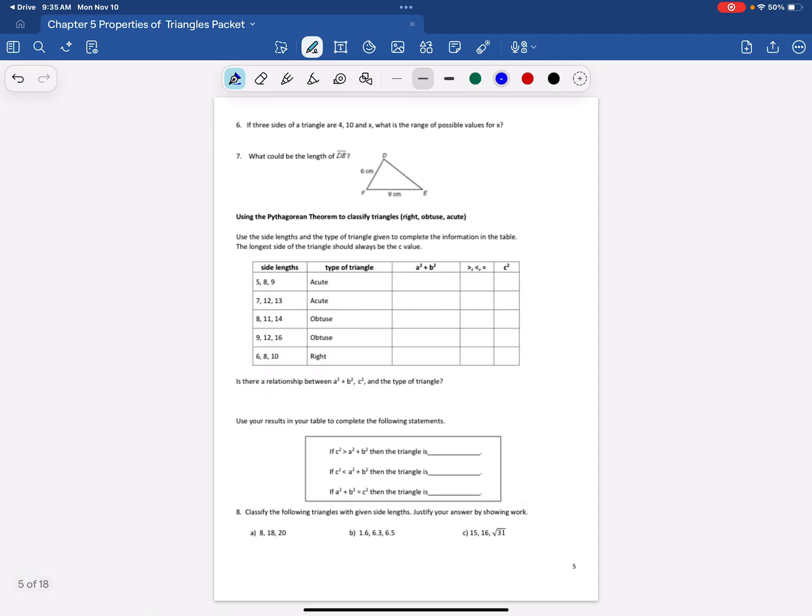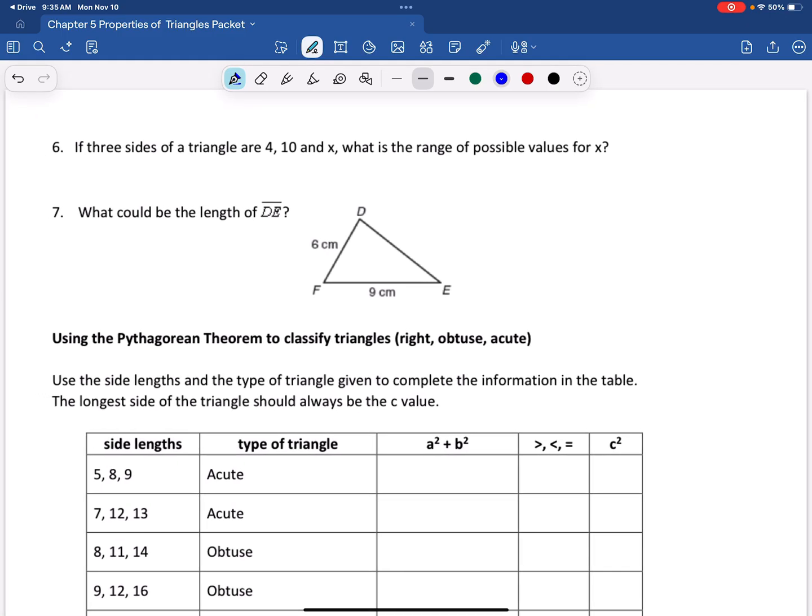All right, so if three sides of a triangle are 4, 10, and x, what's the possible range? Okay, so I'm going to put x in the middle. I got two less than symbols. Okay, and then 10 minus 4 is 6. So this is 6. And 10 plus 4 is 14. So this is 14. So x has to be somewhere between 6 and 14. It has to be greater than 6, but less than 14.